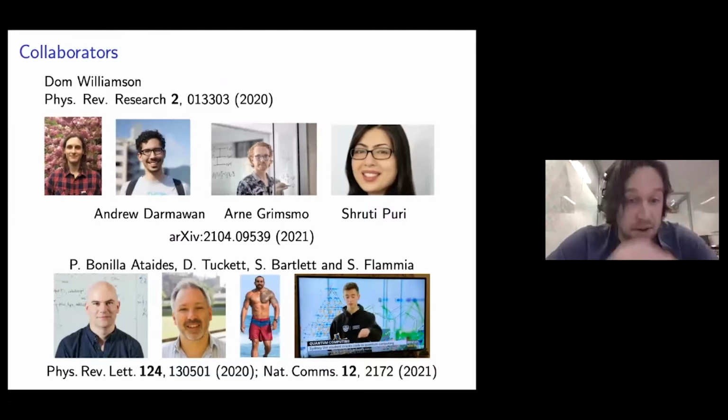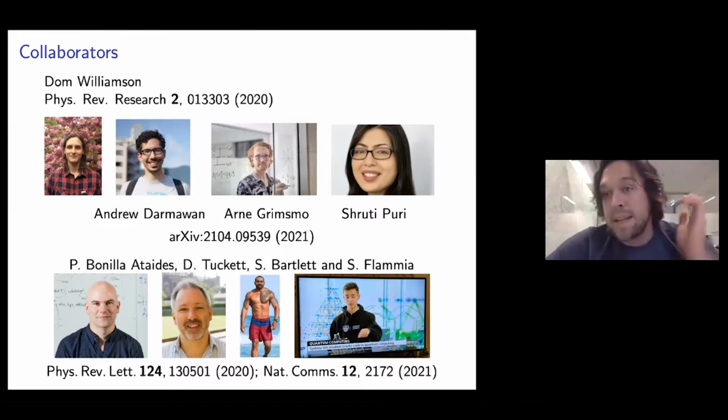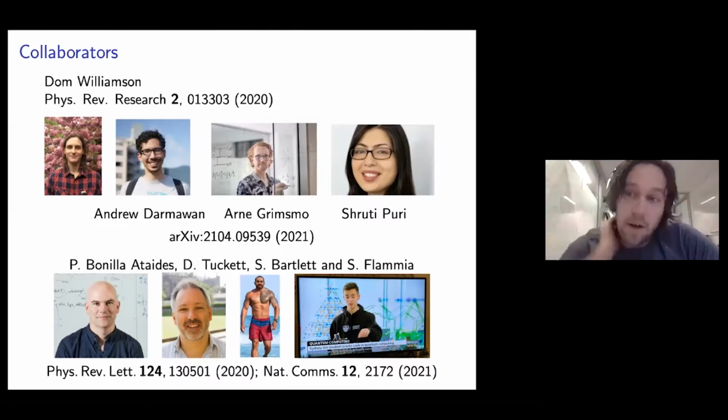Okay, so it's built out of quite a lot of work with a few people. I'm mostly going to talk about this paper that we just put on the arXiv last month, that's there in the middle, that I wrote with David Tuckett, Andrew Darmawan, Anna Grimsmo, and Shruti Puri, which is the practical implementation where we realize a code with Kerr-cat qubits. But to get to here, we did a lot of work. First of all, not so long ago, we had a paper published on what we called the XZZX code with the people at the bottom of the page there, Pablo, David, and the Steves.